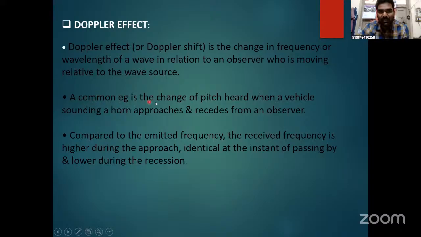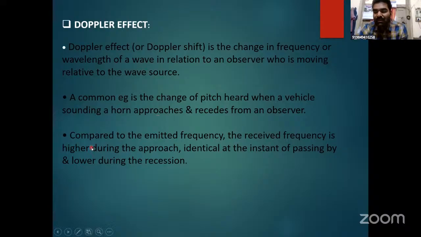A common example is the change of pitch heard when a vehicle sounding a horn approaches and recedes from an observer. We can take an example of a car which is sounding its horn. When we go closer to that car, we feel that the pitch is higher, isn't it? When we move away from the car, we feel that the pitch is lower, isn't it? So that is what the Doppler effect is.